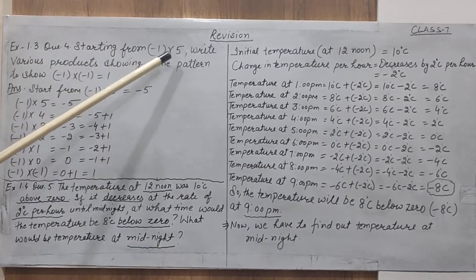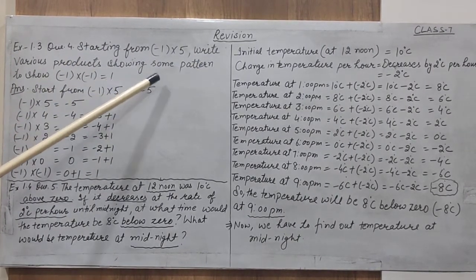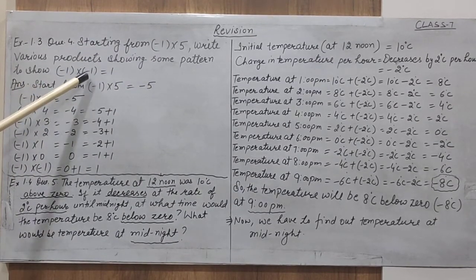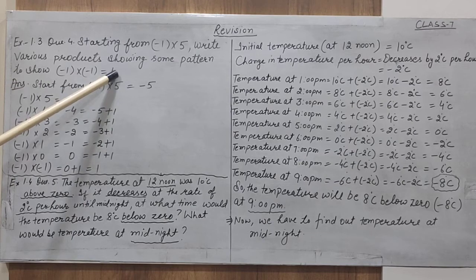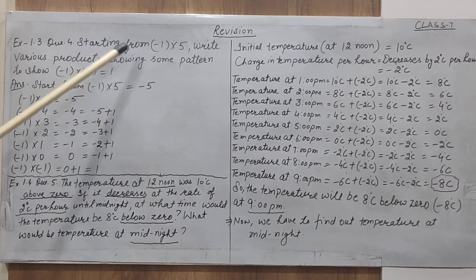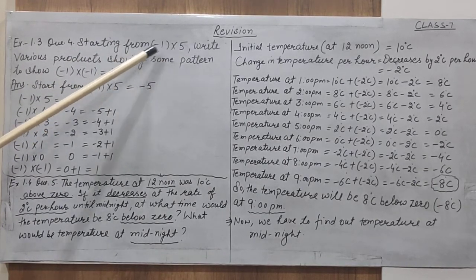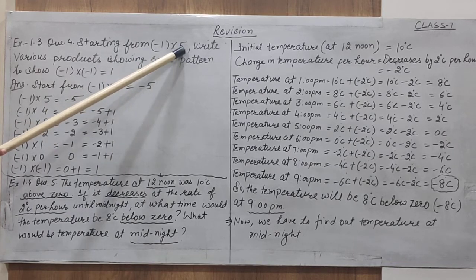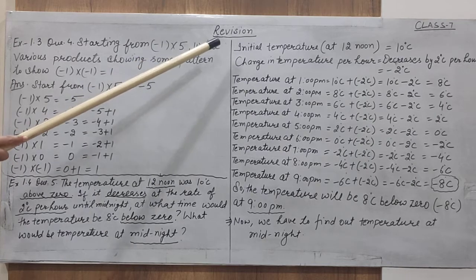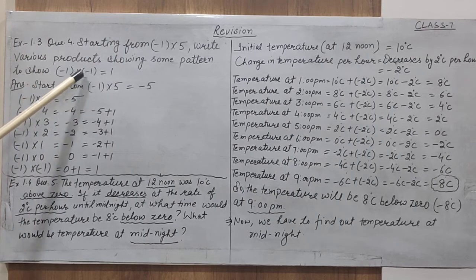Starting from minus 1 multiply 5, write various products showing some pattern to show minus 1 multiply minus 1 gives us 1. In this question, what happened and what we have to do? Starting from minus 1 multiplied with 5, we have to start from this number. 5 is a positive integer and minus 1 is a negative integer. And write various products up to minus 1 multiplied with minus 1.